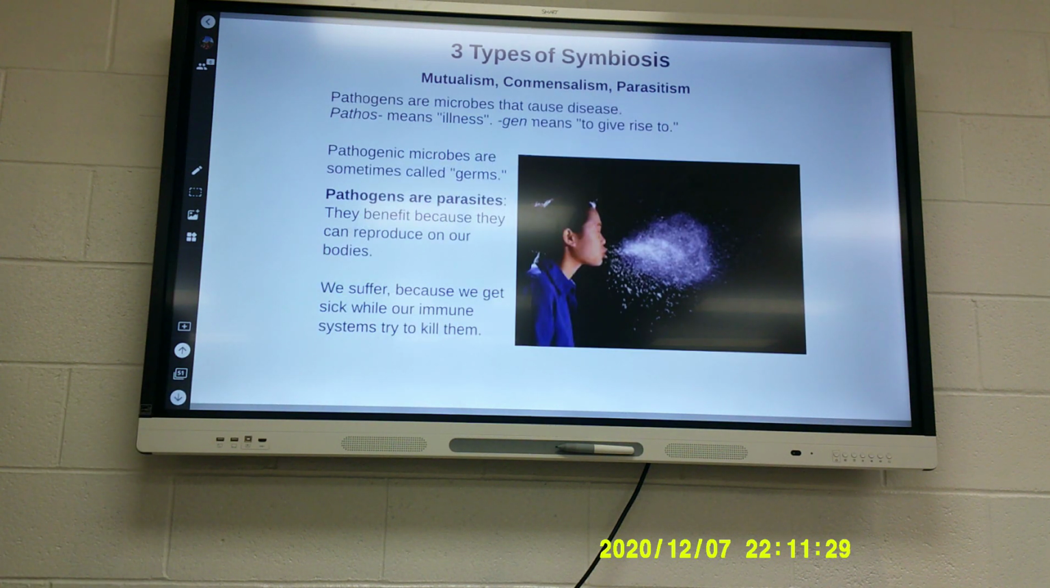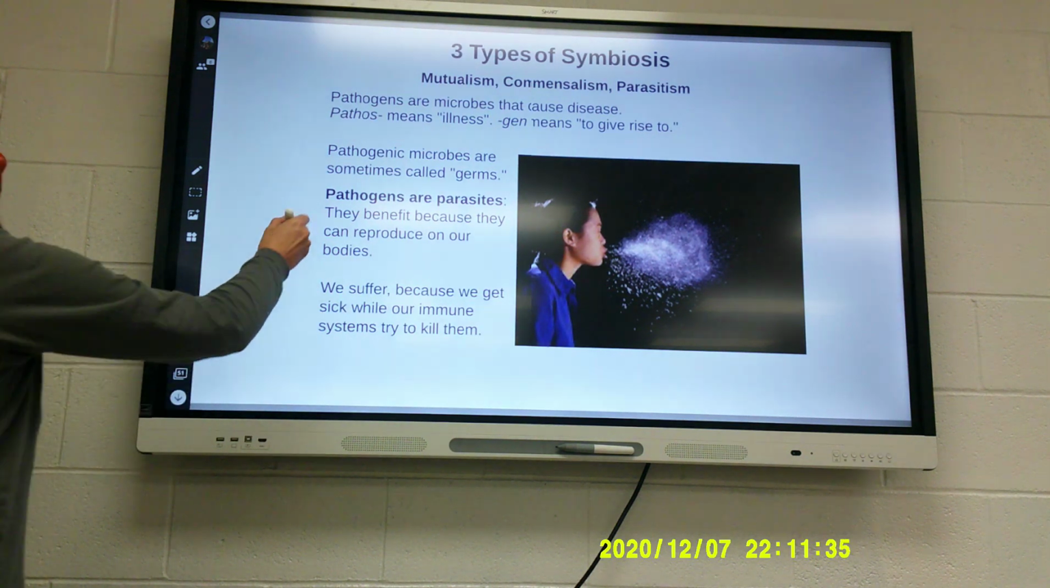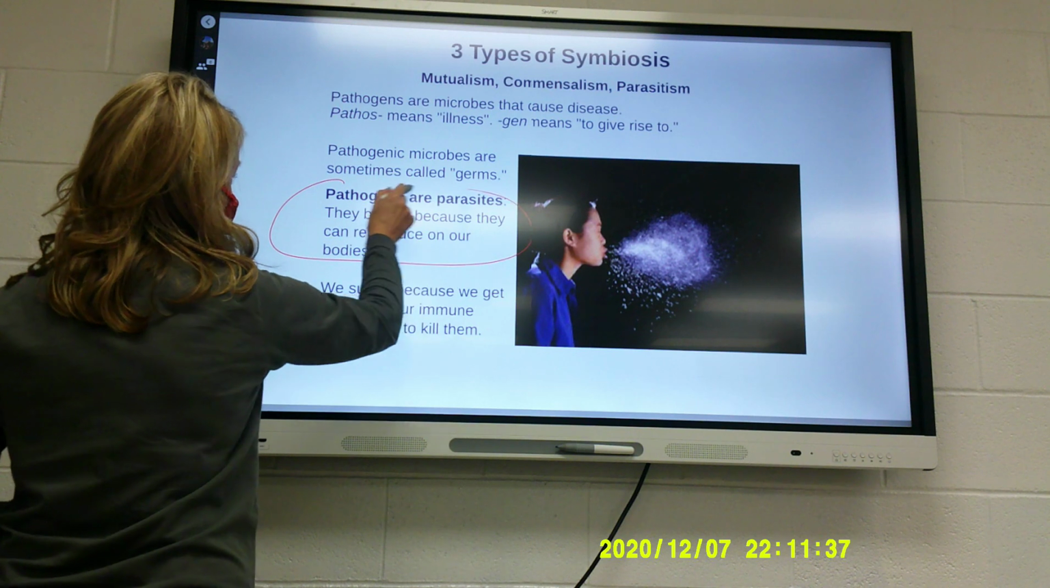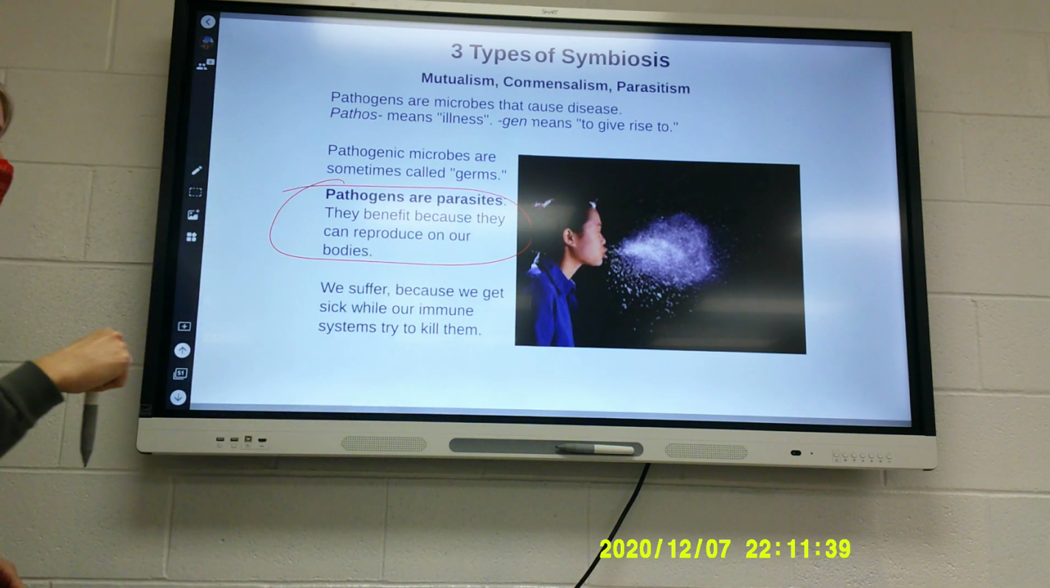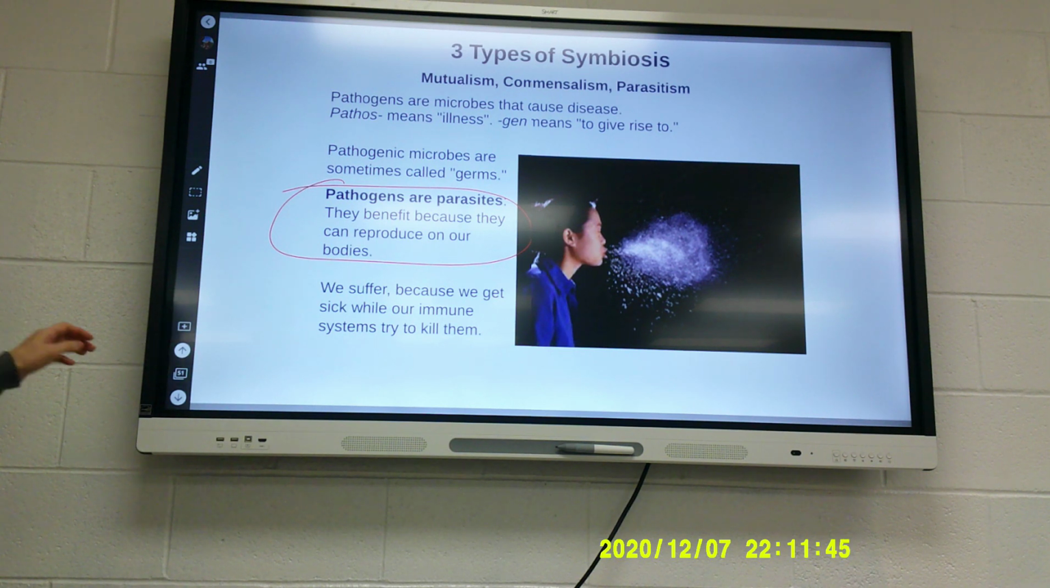Pathogens are microbes that cause disease. Pathos means illness, gen means to give rise to. Pathogens are parasites. They benefit because they can reproduce in our body. They cause harm to us, so that's why they are parasites.